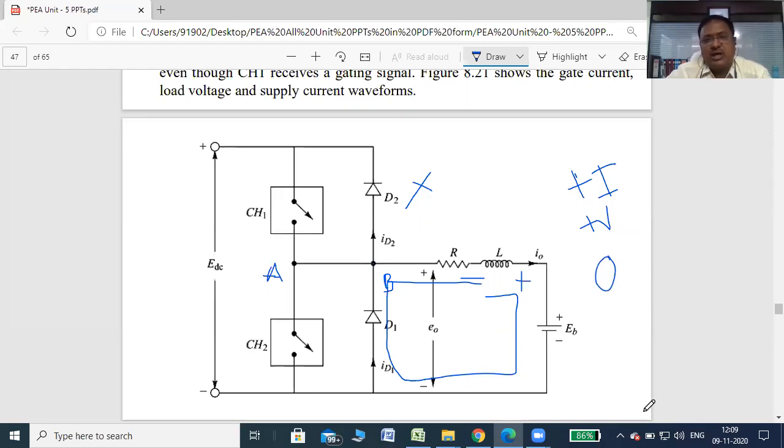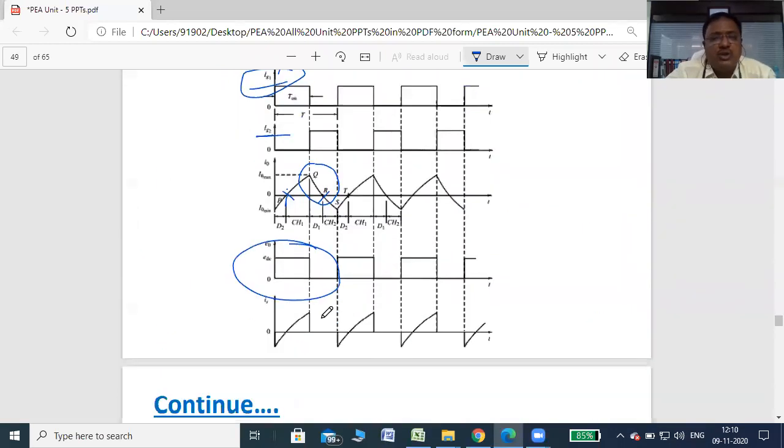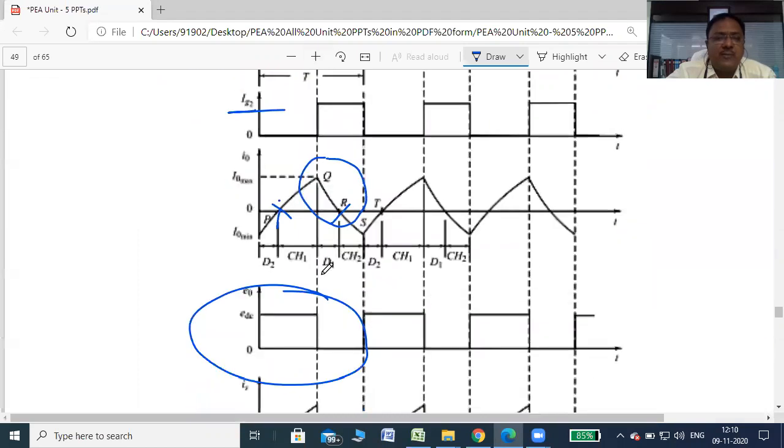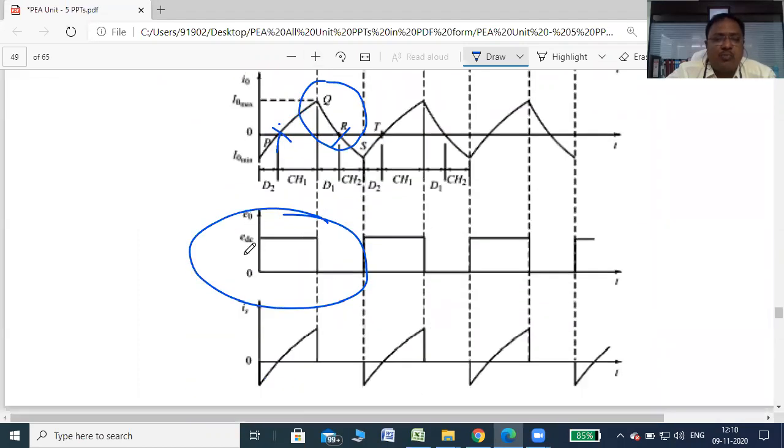Right? Because the current direction is positive, current is flowing, but from input to output it is 0. No current flows from EDC to load. It is the stored charge across the inductor. So current is still positive, but output voltage becomes 0. So you can check here, whenever the switch is off, chopper 1 is off in the figure, at this instant the output voltage becomes 0.